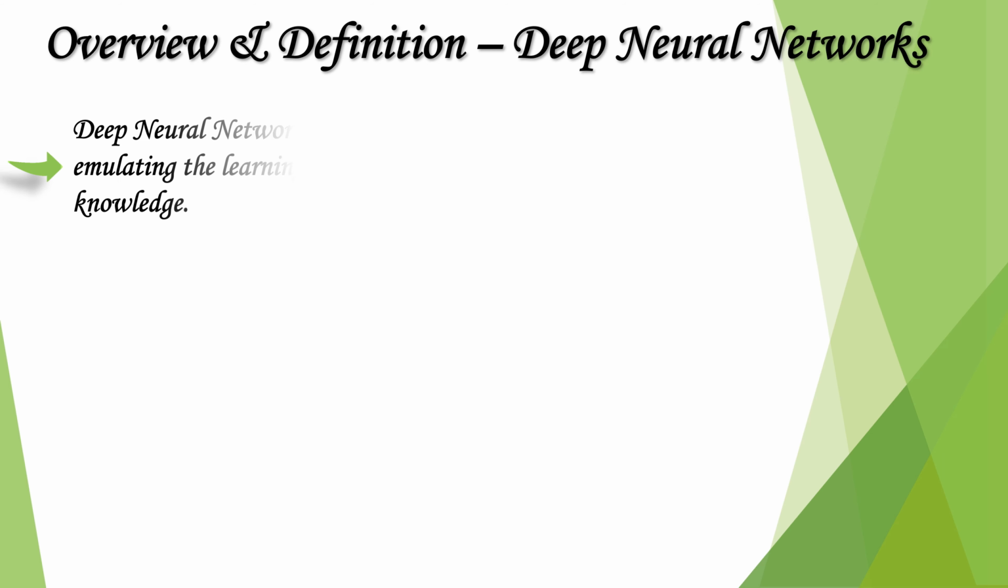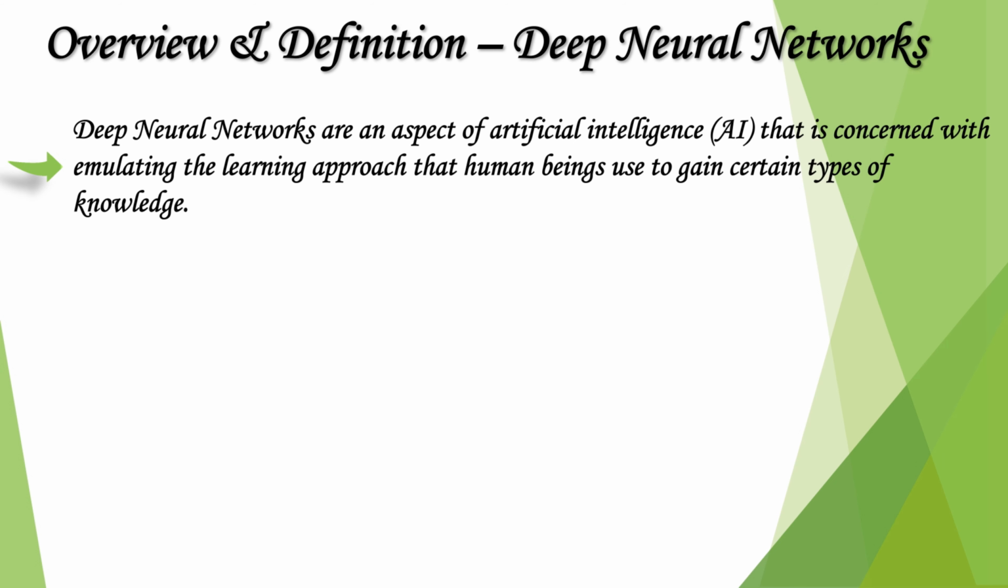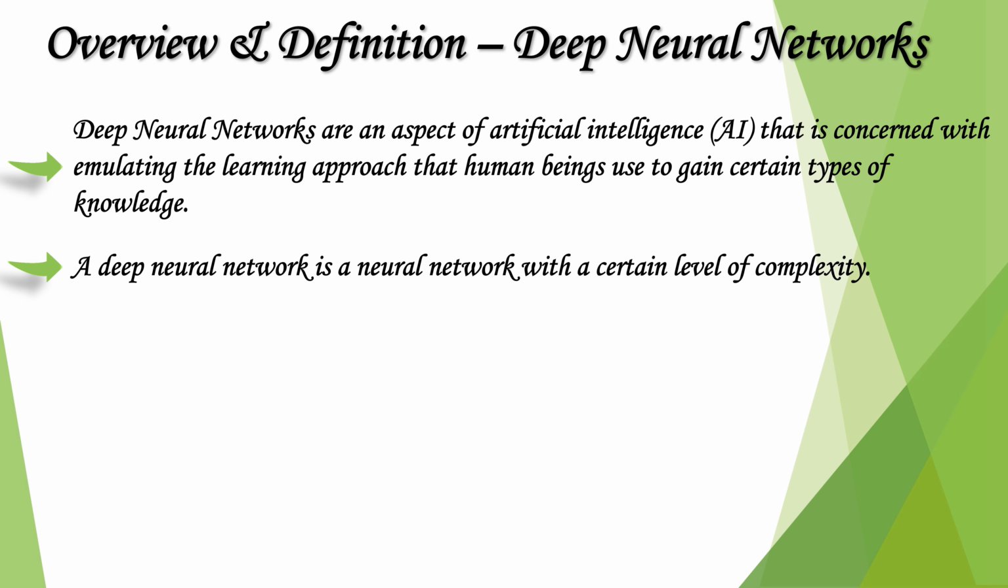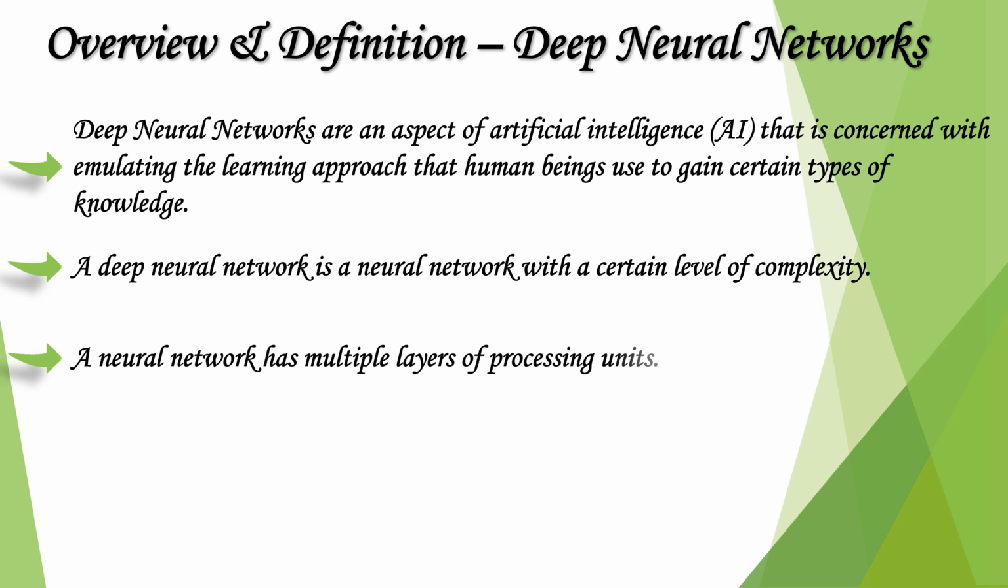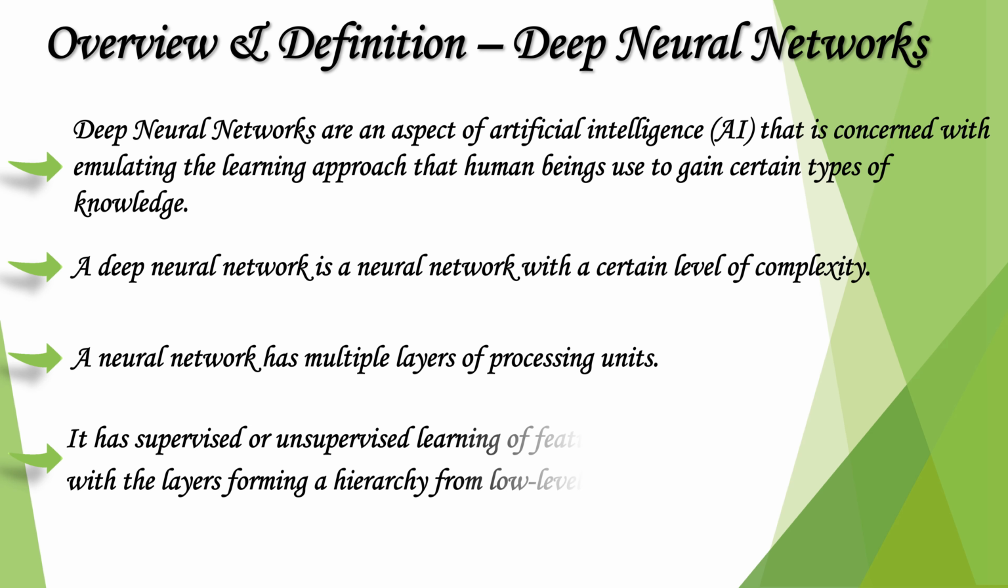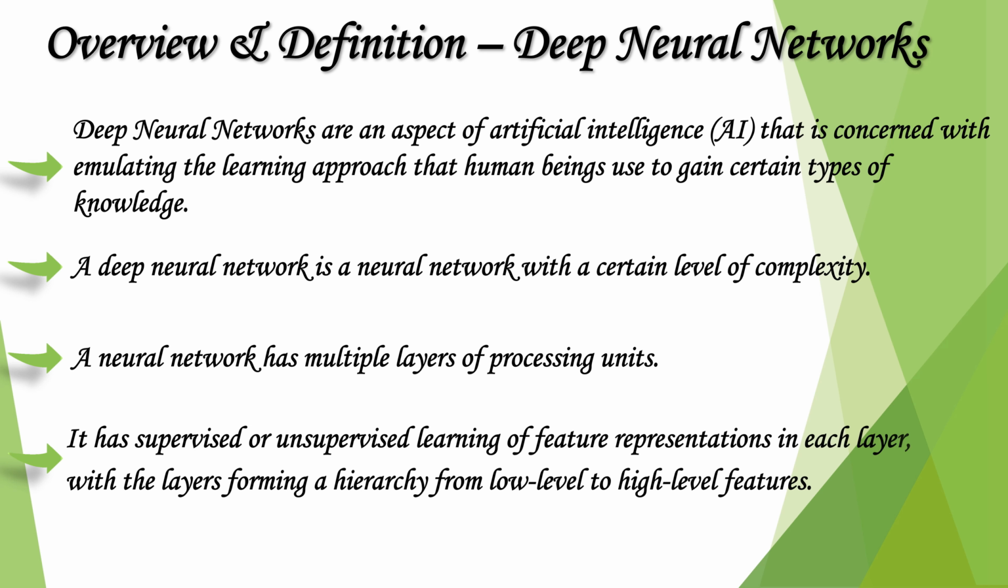Overview or definition of deep neural networks. Deep neural networks are an aspect of artificial intelligence that is concerned with emulating the learning approach that human beings use to gain certain types of knowledge. A deep neural network is a neural network with a certain level of complexity. A neural network has multiple layers of processing units. It has supervised or unsupervised learning of feature representations in each layer, with the layers forming a hierarchy from low-level to high-level features.